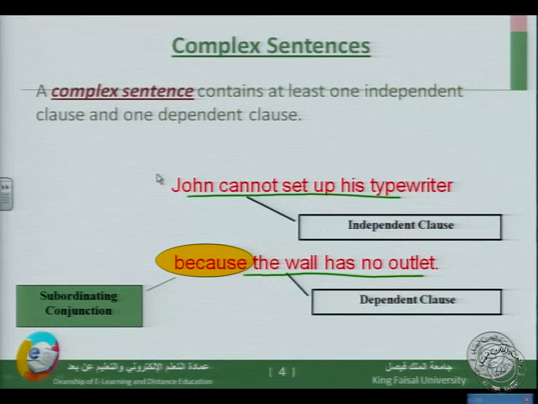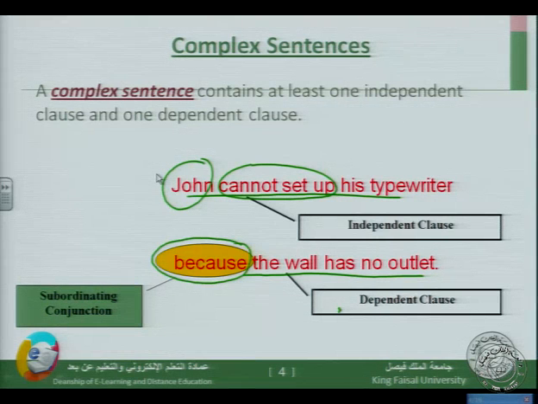The first one is independent because it has subject and verb. The second one is dependent because it starts with a subordinating conjunction. Because is a subordinating conjunction. The wall has no outlet is a dependent clause because it starts with a subordinating conjunction.